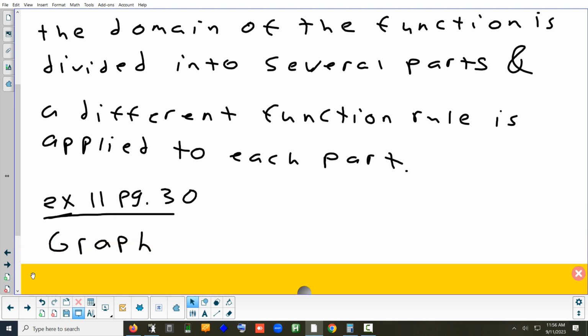So I'm going to show you how to graph a piecewise defined function. It's similar to graphing a regular function on the calculator, but there's one thing that's different.